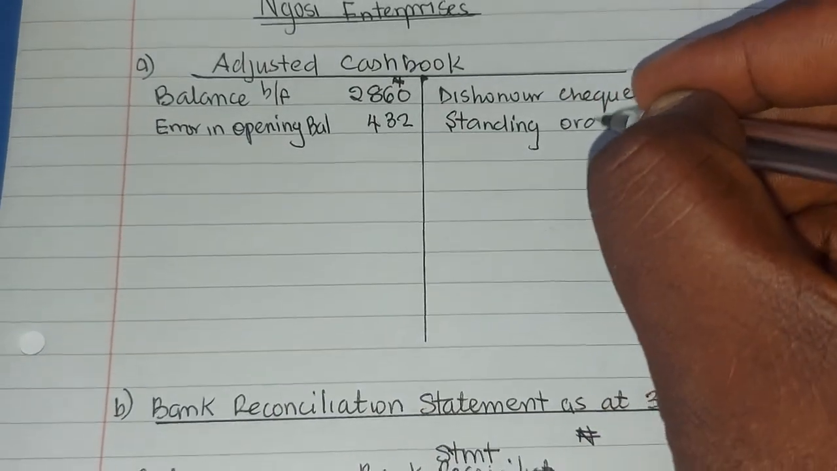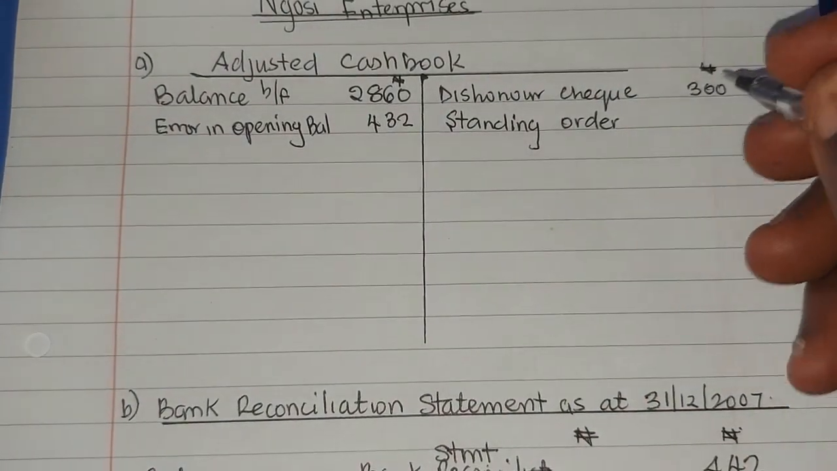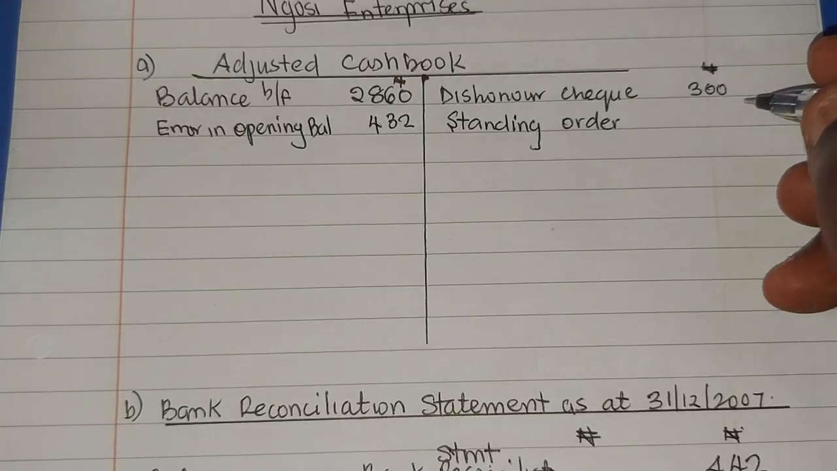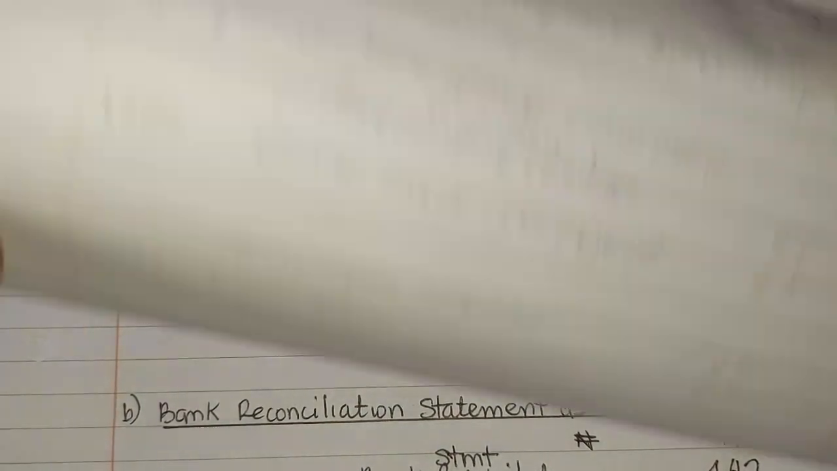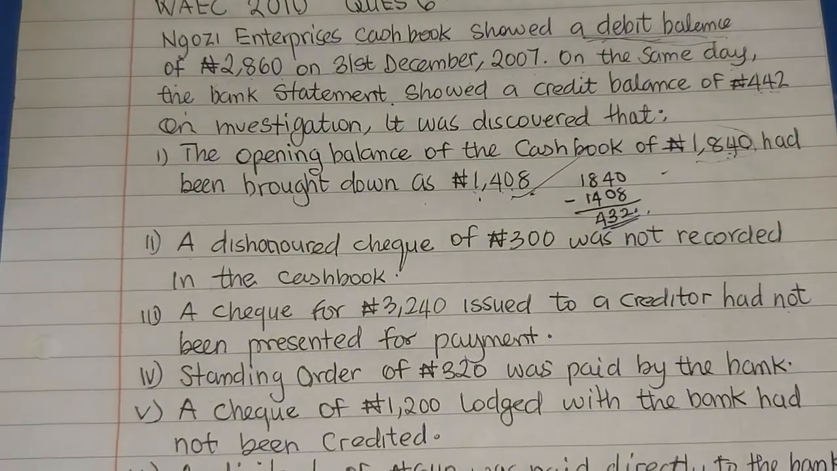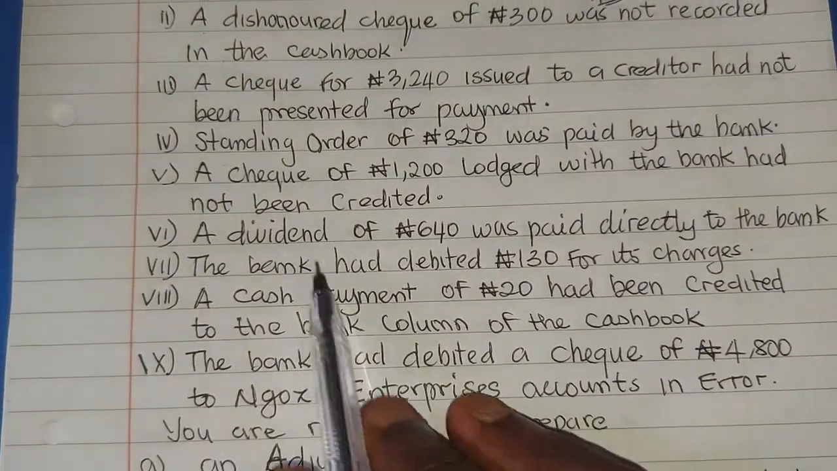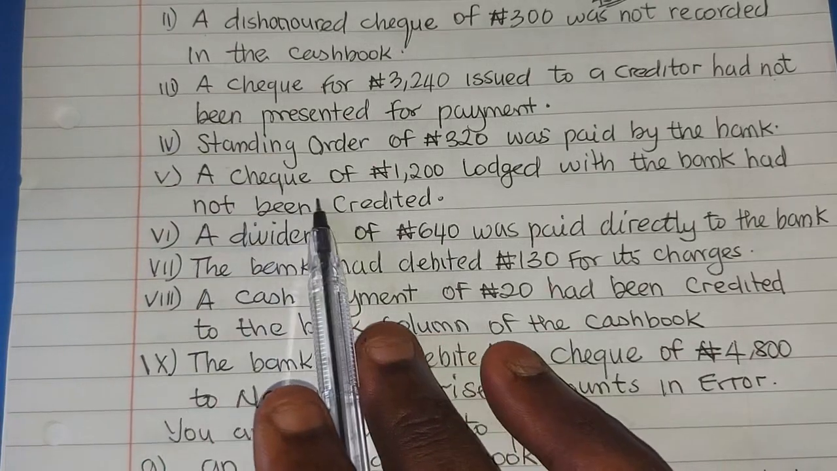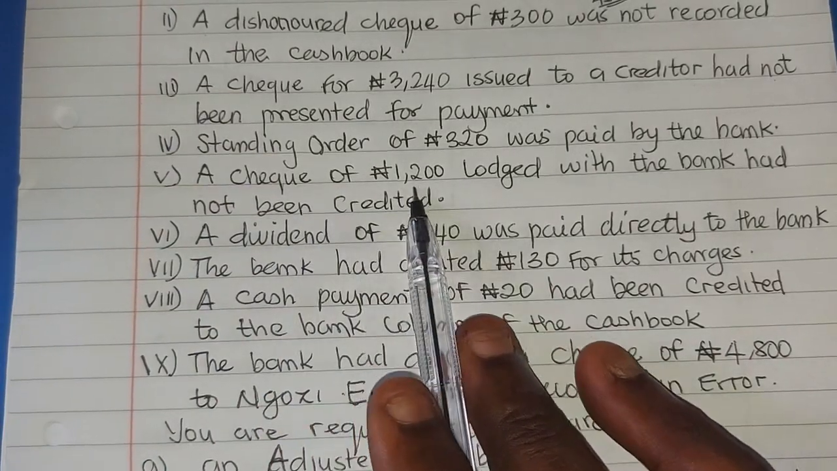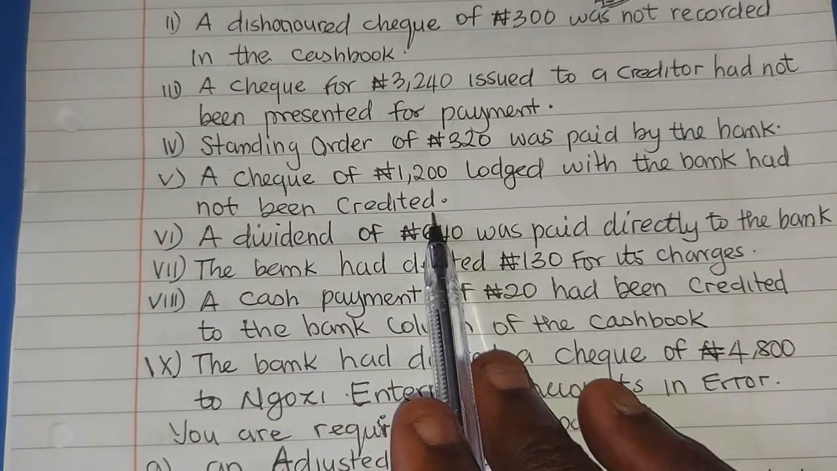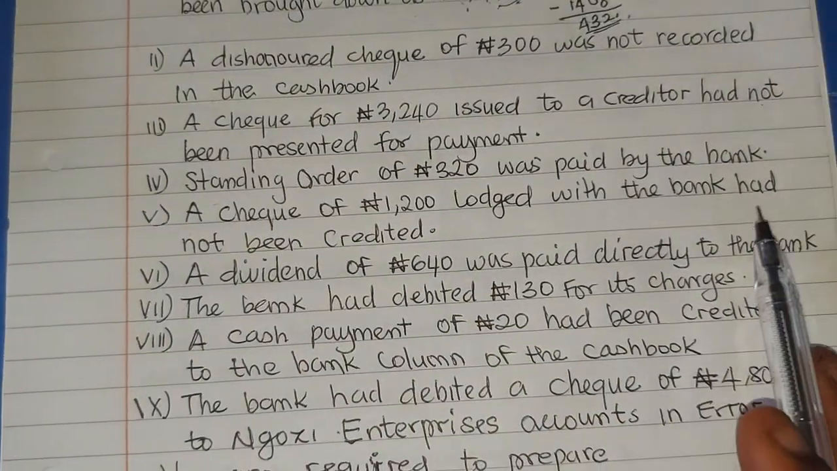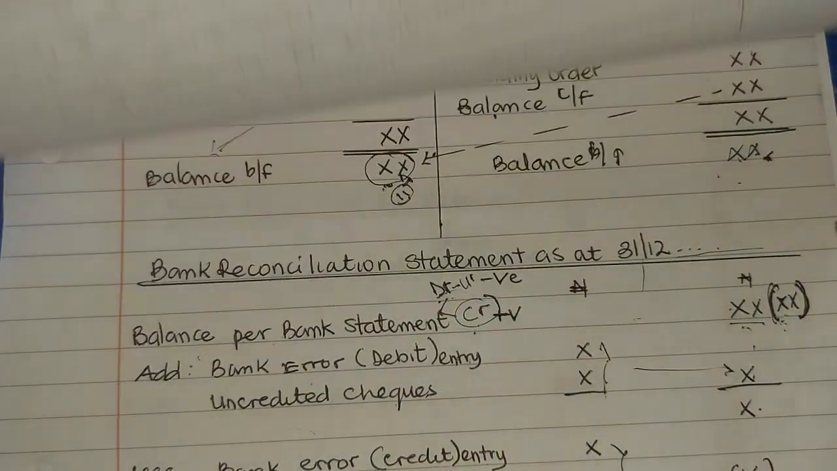Standing order of how much, class? That is 320. All right, so let's go to the next item. The next item is a check of 1,200 lodged into the bank that had not been credited. That is what? Uncredited check. Fine, that is uncredited check.